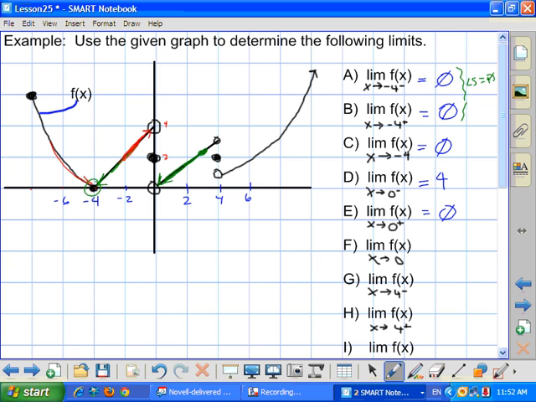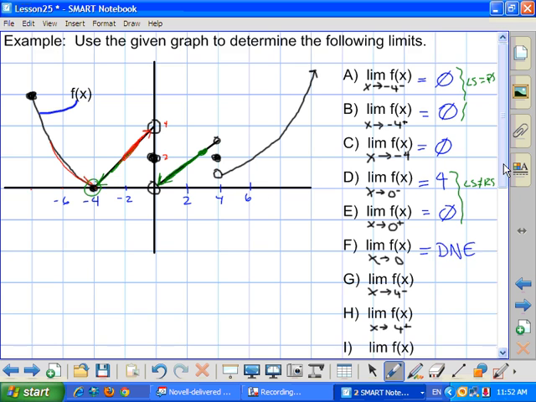So what is the limit of f of x as we approach 0? Because the left side and right side are not in agreement, not equal to right side, there is no limit. It does not exist. Okay, so the limit does not exist.